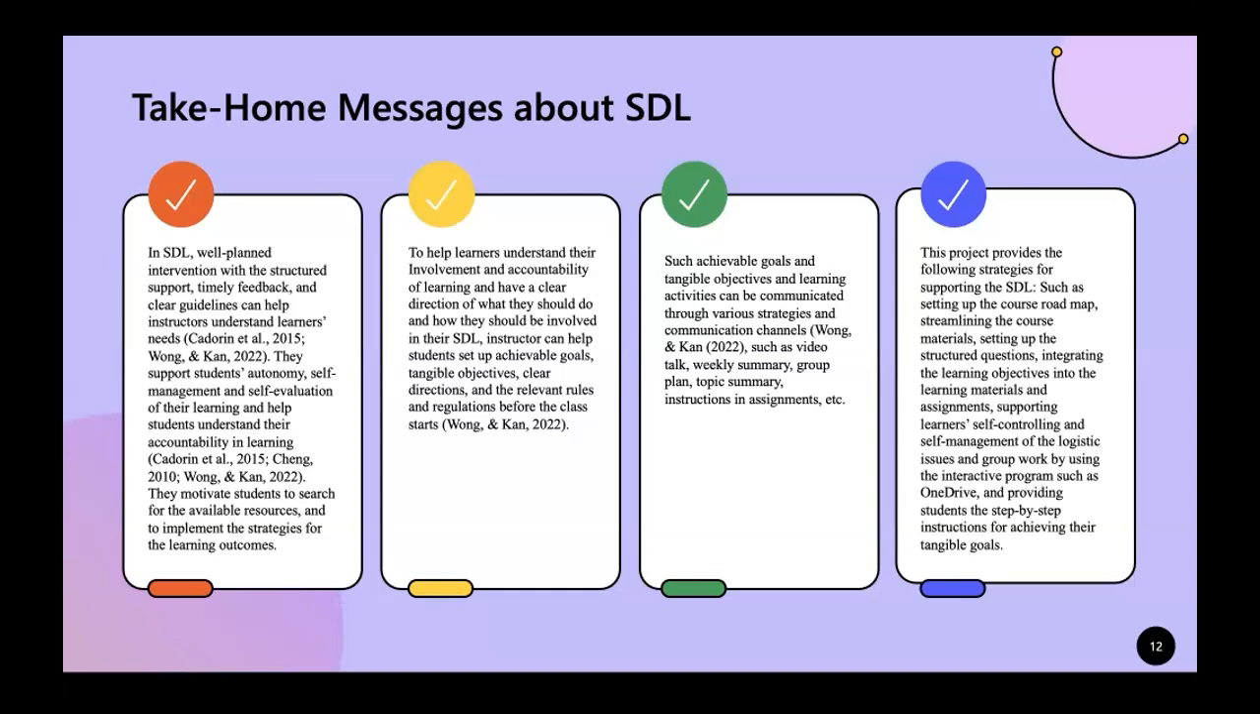Three, such achievable goals, tangible objectives, and learning activities can be communicated through various strategies and channels, such as video talk, weekly summary, group plan, topic summary, instructions in assignments, etc. Four, this project provides the following strategies for supporting self-directed learning, such as setting up the course roadmap, streamlining the course materials, setting up the structured questions, integrating the learning objectives into the learning materials and assignments, supporting learners' self-control and self-management of the logistic issues and group work by using interactive programs such as OneDrive, and providing students step-by-step instructions for achieving their tangible goals.